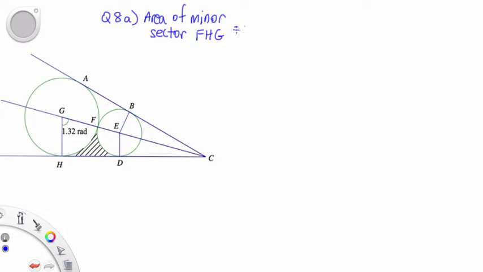FHG. Okay, so in this question, what you have been given is in radian. Because it's given in radian, you must use the radian formula, half r squared theta. So this is the formula if you are given radian.